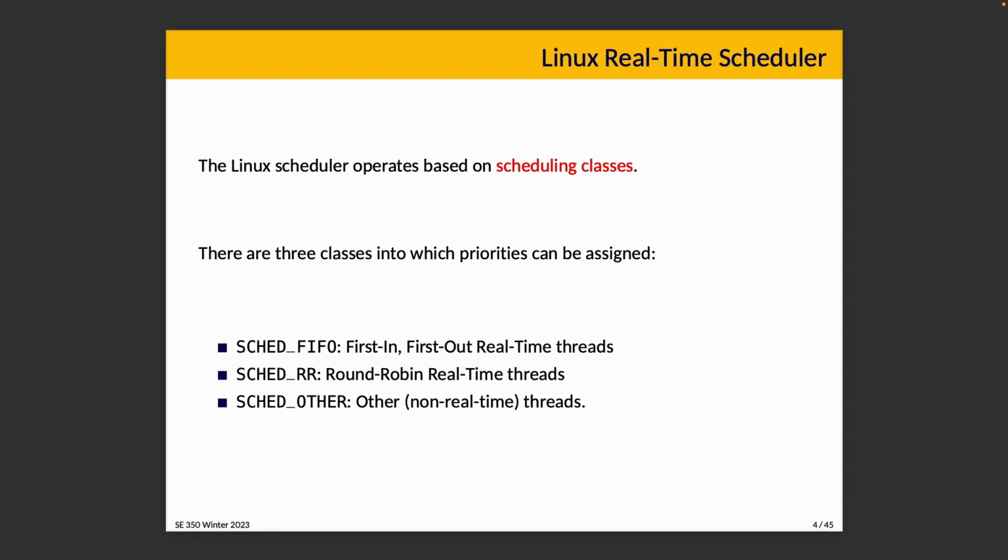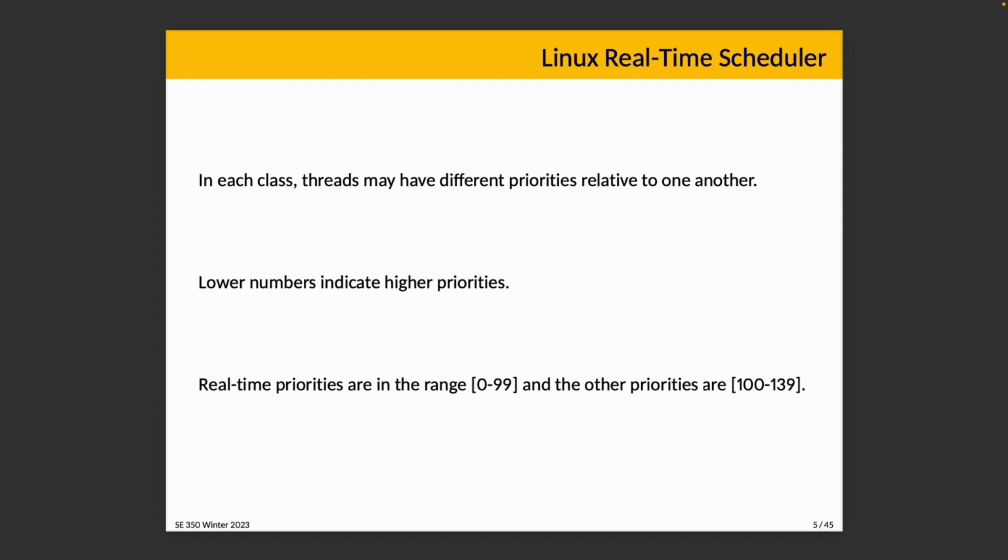And each class is broad, because within each class, a thread may have different priorities. And unlike Windows, lower numbers indicate higher priorities, as we've previously seen. So if something is a real-time thread, it's going to be in the range 0 to 99, and the other priorities are 100 to 139. So whether it's first-in, first-out or round-robin, a process or a thread is going to be in the 0 to 99 range, and the rest of them are in this 100 to 139.